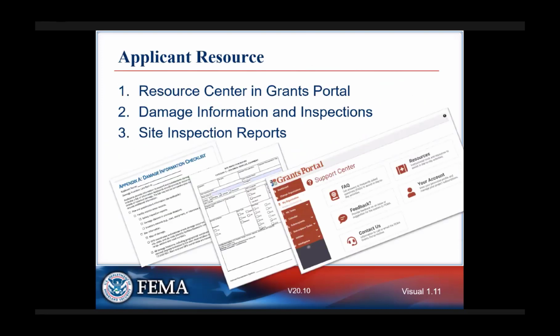So at this point in time, we have our applicant resources. So again, I've showed you once where the Resource Center is in Grants portal, as well as where that applicant damage information and damage inspection document is, and the site inspection reports. So at this point in time, since we are at applicant resource, I'm going to go back into Grants portal and show you again where to locate some vital resources to assist you in the site inspection process.